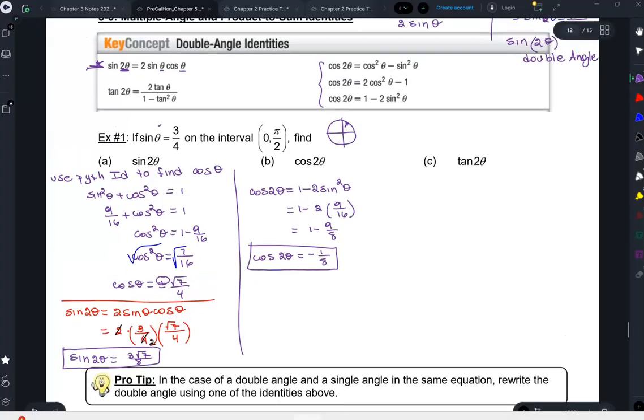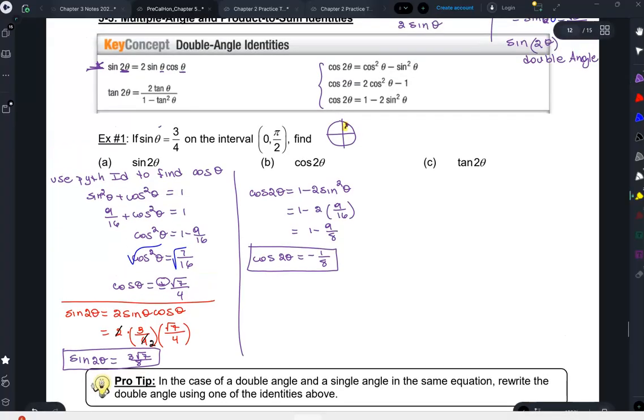And so look, my angle is here. 2 theta can still be in the first quadrant, or it could be in the second quadrant. In this case, because I got cosine 2 theta equal to some negative number, that means theta was big enough so that 2 theta is in quadrant 2.